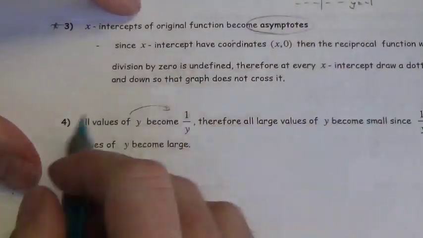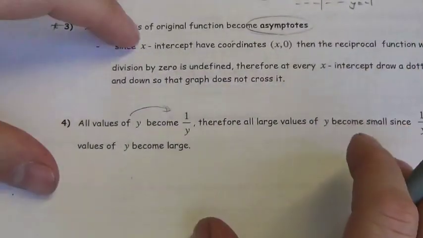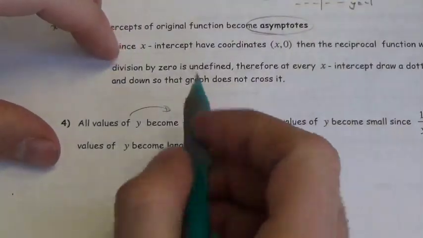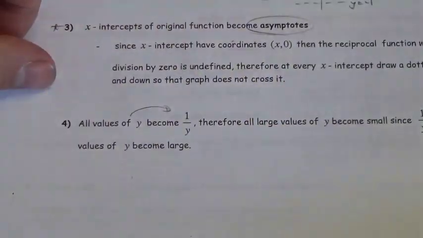And that kind of movement basically moves in the opposite direction that the original graph goes. So when the original graph goes down, the reciprocal is going to go up and vice versa. Okay, let's have a look at some problems.